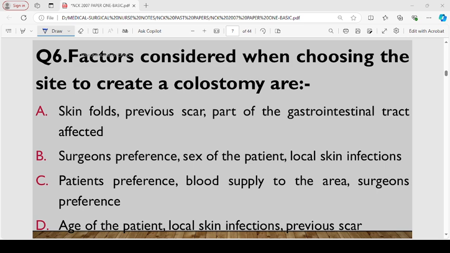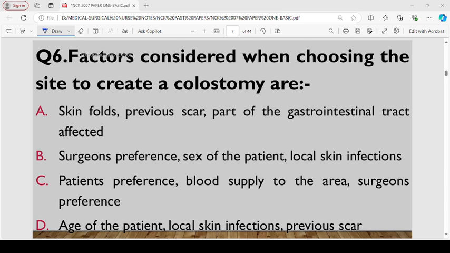So nurse D says age of the patient, local skin infections, and previous scar. Now, age alone is not a critical factor, and while maybe the scars and infection could matter, the affected part of the GI is more important. You have to know that.